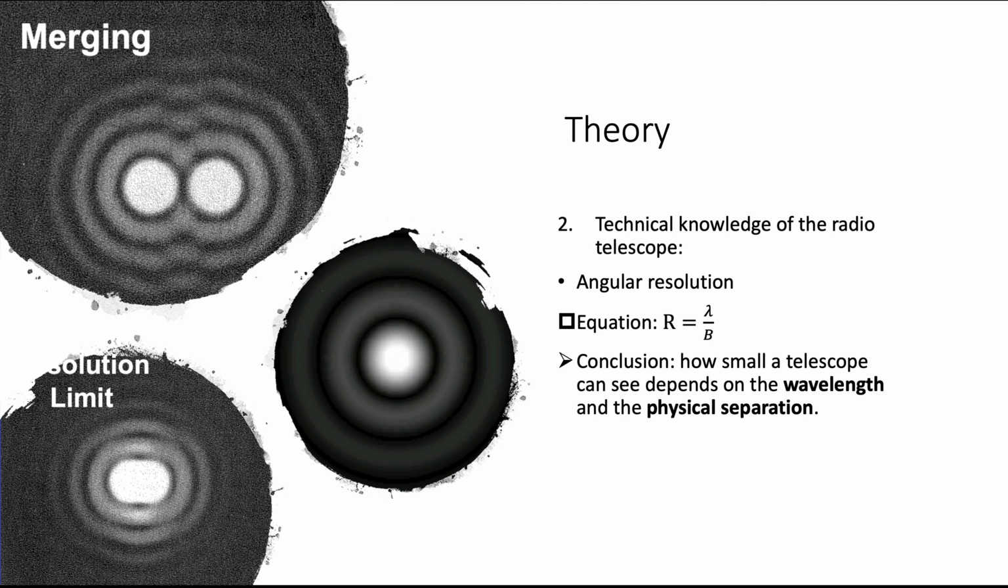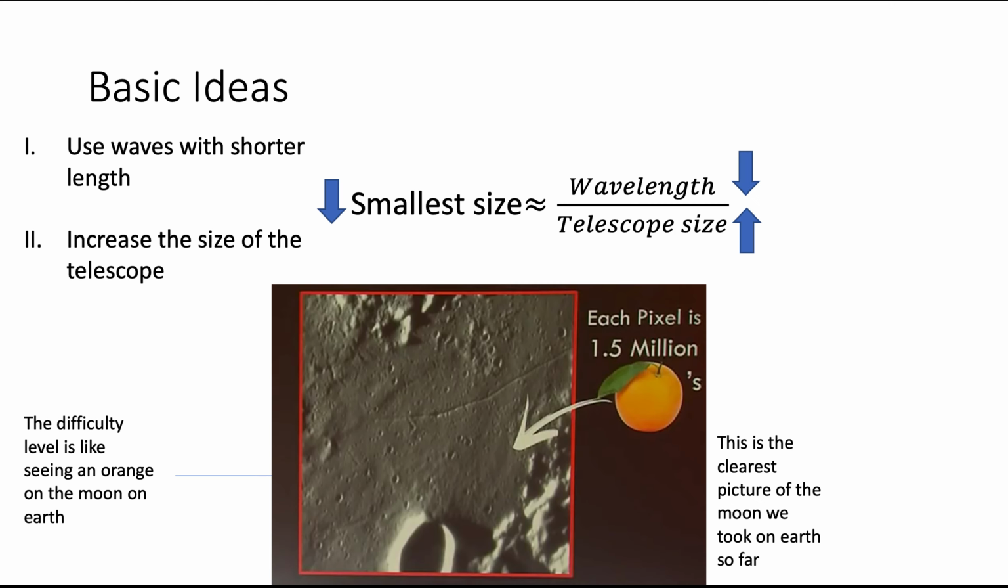And the second is angular resolution. The smallest size of the object we can see equals lambda over D. So to decrease the smallest size we can see, there are 2 methods. That is, observe waves with shorter wavelengths or use a telescope with greater size.